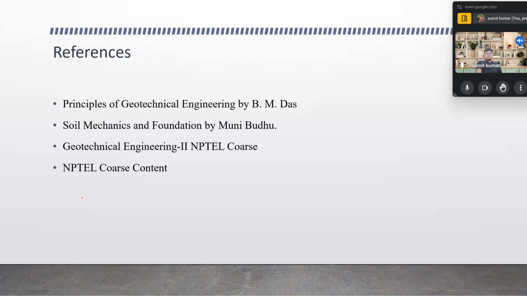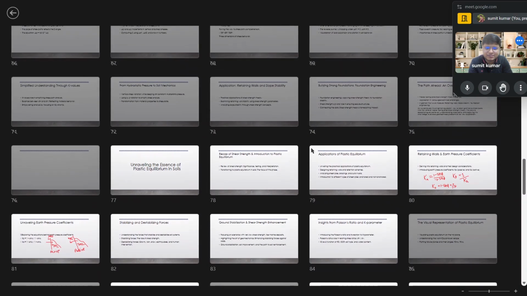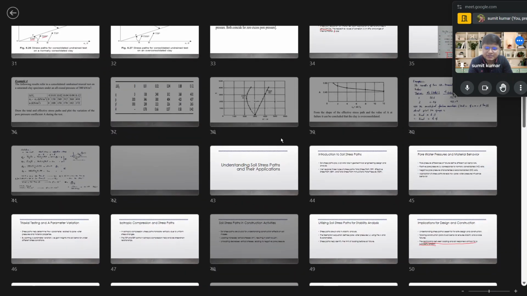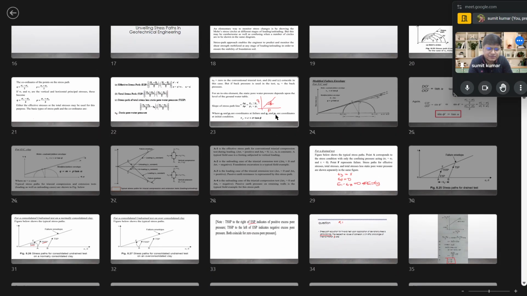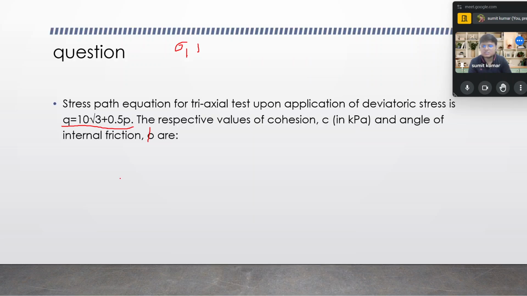Okay, we come to the end, but as I said earlier, I am going to solve the problem which we have left behind. Let me find that problem first of all. Yes, Q equal to 10 root 3 plus 0.5 p. We are talking about this problem. I will take a screen over here and solve it here so that it will remain with you.